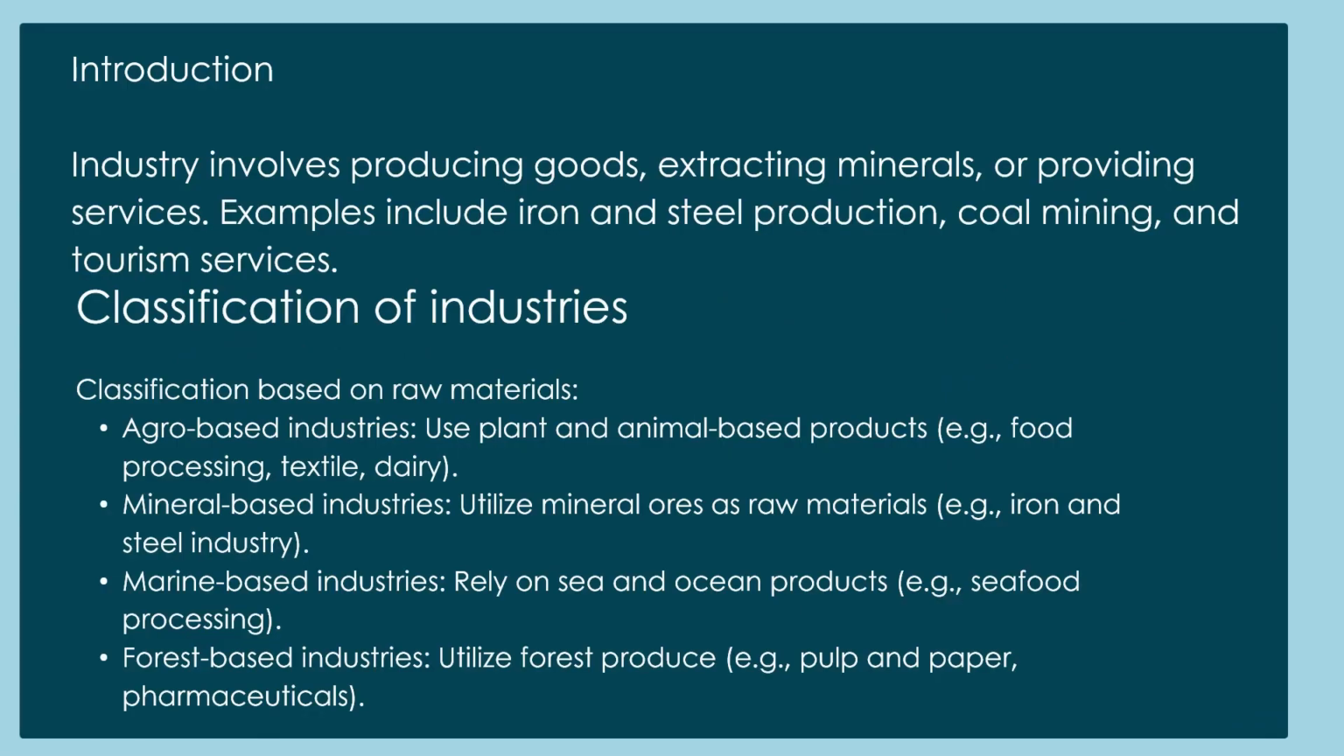Introduction. Industry involves producing goods, extracting minerals, or providing services. Examples include iron and steel production, coal mining, and tourism services. Now, classification of industries.